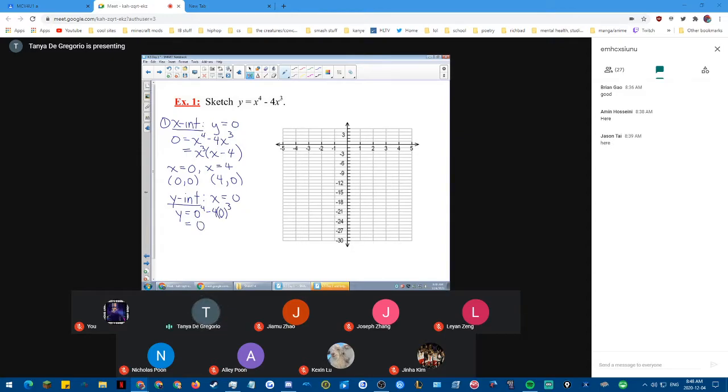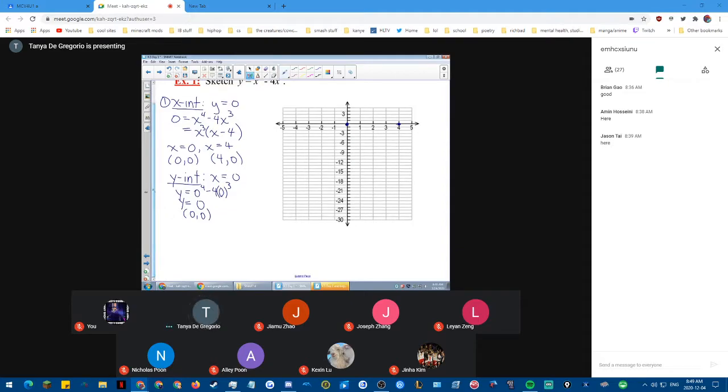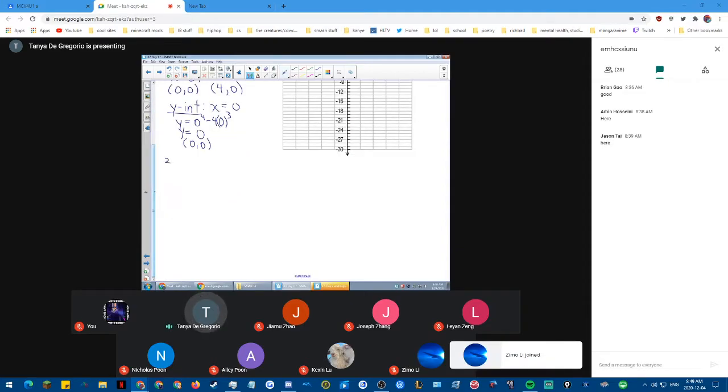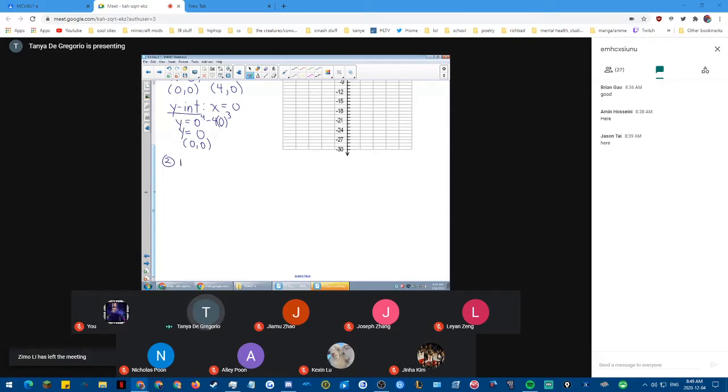And as we expected, we got 0, 0 again. No surprise here because it came out in the first one, right? All right, so I've got 2 points. So you can at this point go ahead and put them on, and we'll have our intersection. Good. Okay, the next step is asymptotes, but it's not a rational expression, so I don't have to worry about asymptotes. We say no.